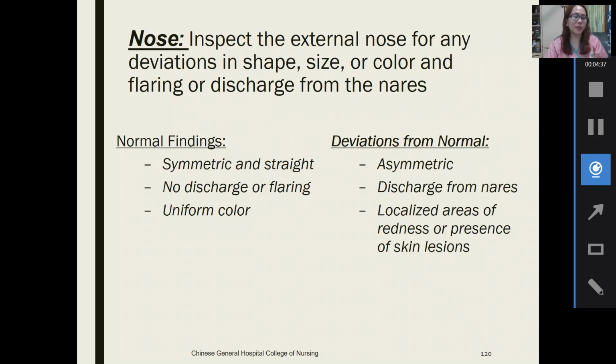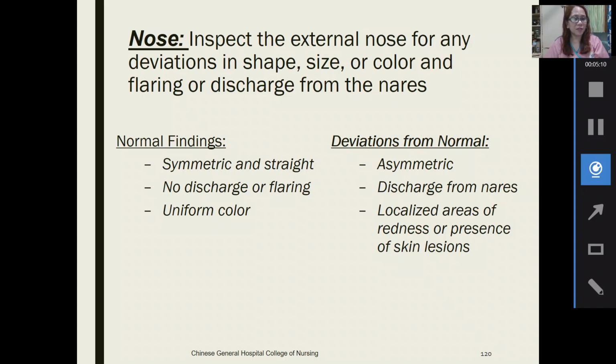Inaantok na. Okay? For the nose, you have to inspect the external nose for any deviations in shape, size or color, and flaring or discharge from the nares. Okay, the normal findings should be symmetric and straight. There should be no discharge or no flaring. Kasi kapag may flaring yan, parang hirap siyang huminga. Hindi makapasok ang air. Diba? So, uniform dapat yung color, of course.